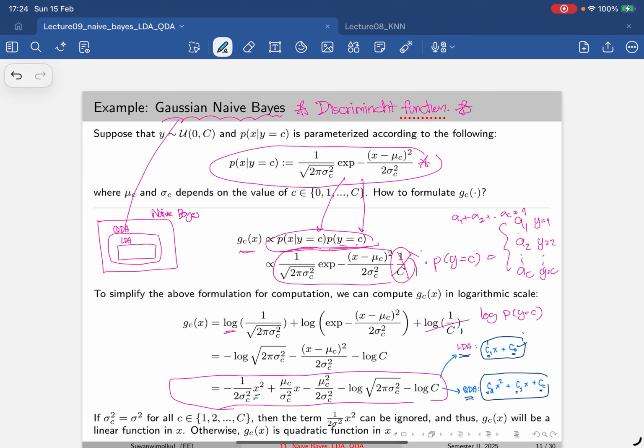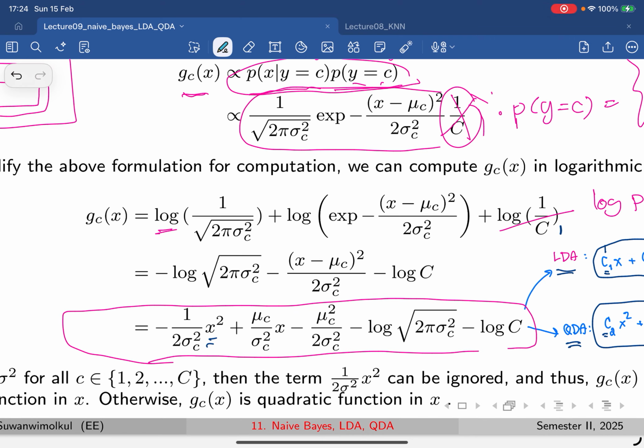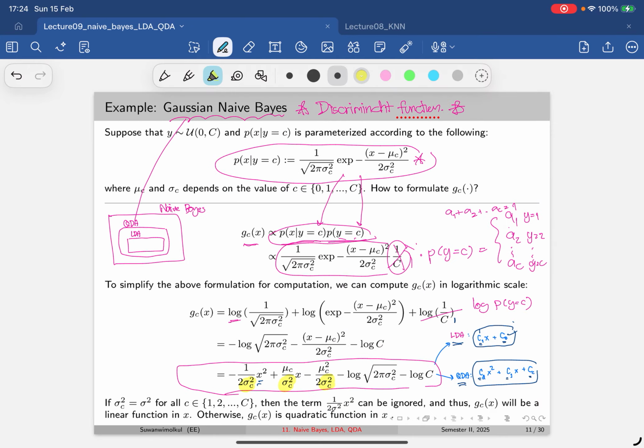It's a version of naive Bayes in which we still consider that different x from different classes will have different values for the variance. But for LDA specifically, LDA will assume that the variance is equal for all the classes. This assumption is LDA.